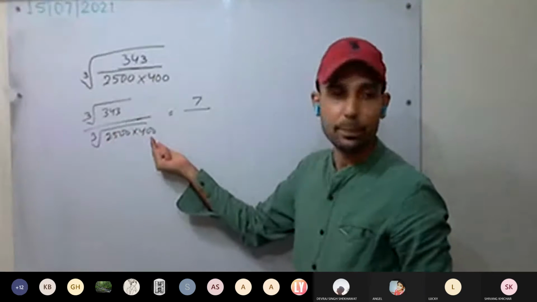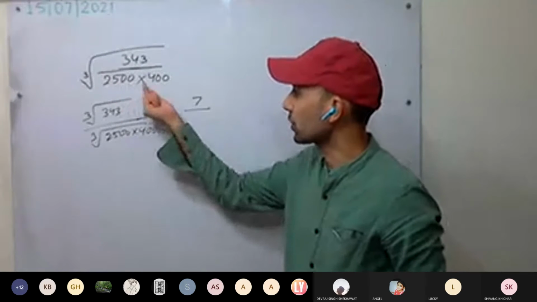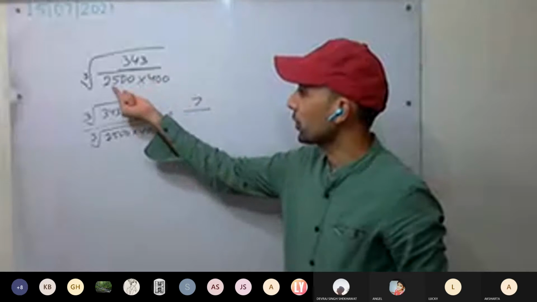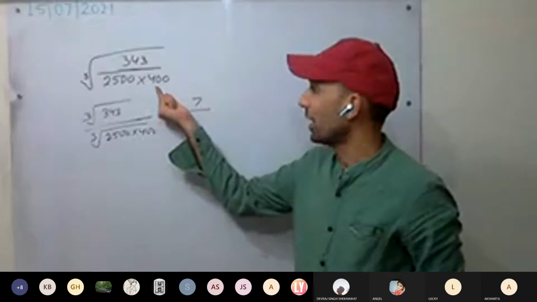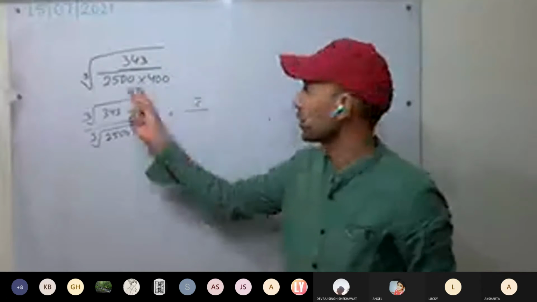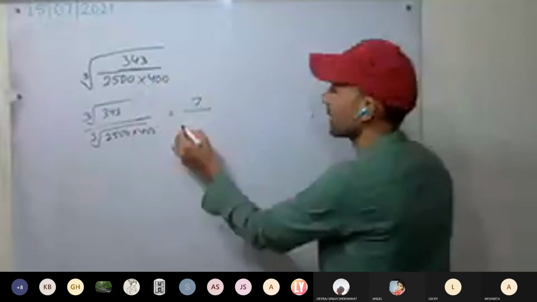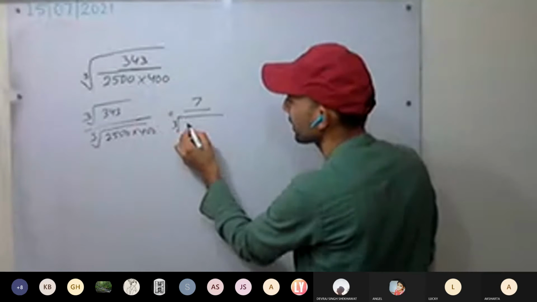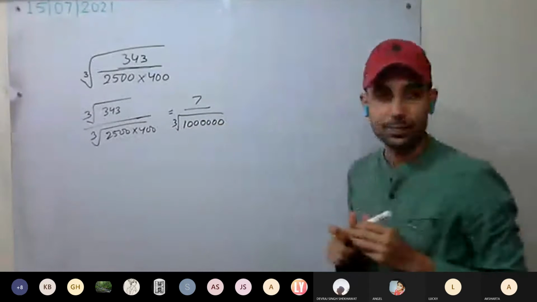Either you factorize them, then take the triplets. Okay, 2500 into 400. Forget about the zeros. 25 fours are 100. 100, 2 zeros, 2 zeros, 2 zeros. Are you able to get it? Okay, will it be like this? 1 0 0 0 0 0 0.